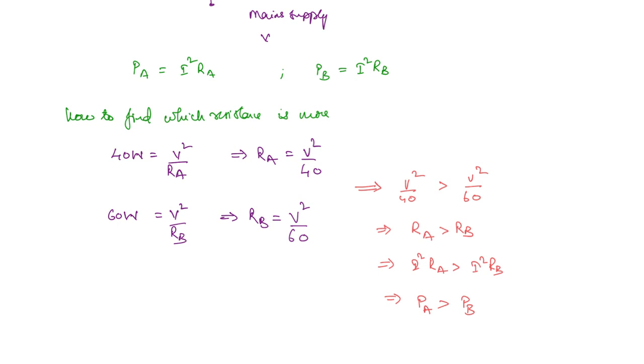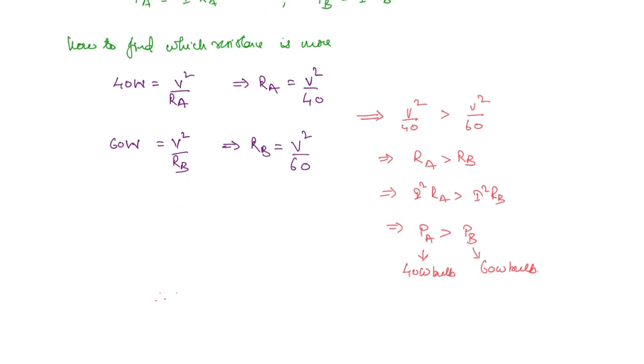What is bulb A? It is the 40 watt bulb, and this is the 60 watt bulb. So which bulb will glow brighter? The 40 watt bulb will glow brighter. So that is all there is to this question. Nothing very difficult. Alright.